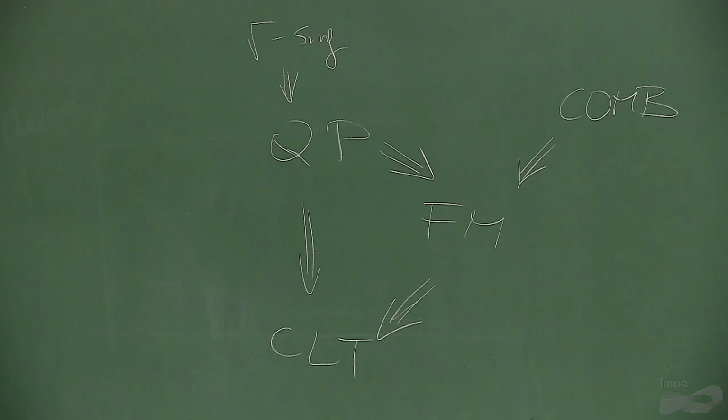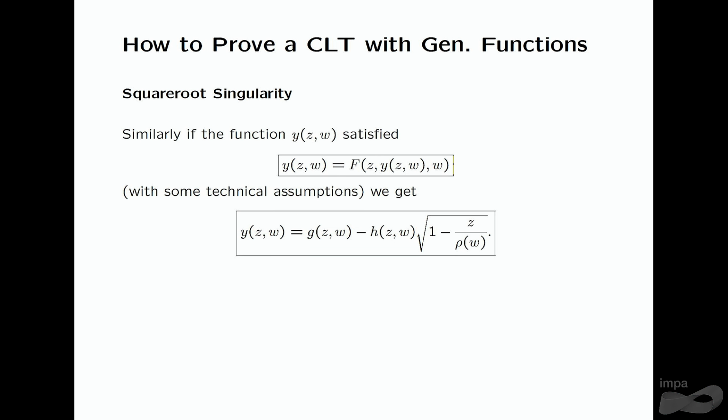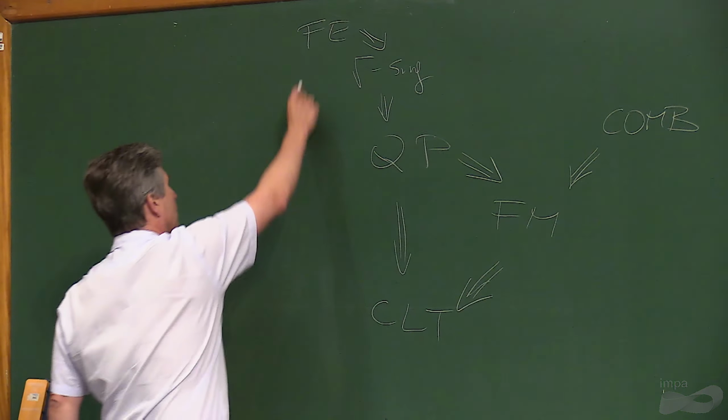But how can you get this square root singularity? There is another, say, folklore lemma by Bender and others, saying that if you have a functional equation with some properties of your generating function, then you always get a square root singularity. You just have to look at some point where you have a quadratic branch point, where this functional equation gets singular, and then you get a square root singularity. Of course, this also holds for a generating function in two variables, and you get exactly this situation. So if you have a functional equation, then you get this square root singularity.